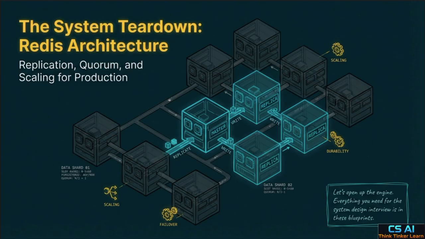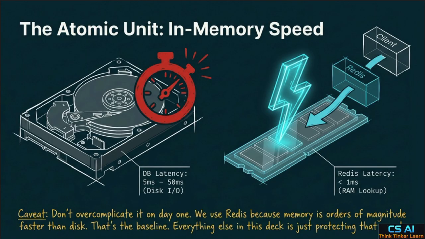Now, coming back to our topic here, let's start looking at these blueprints. Okay, so today we start with the atomic unit in memory speed. The baseline reality is that memory is orders of magnitude faster than disk. A database read might take 50 milliseconds, while a Redis RAM lookup is sub-millisecond.